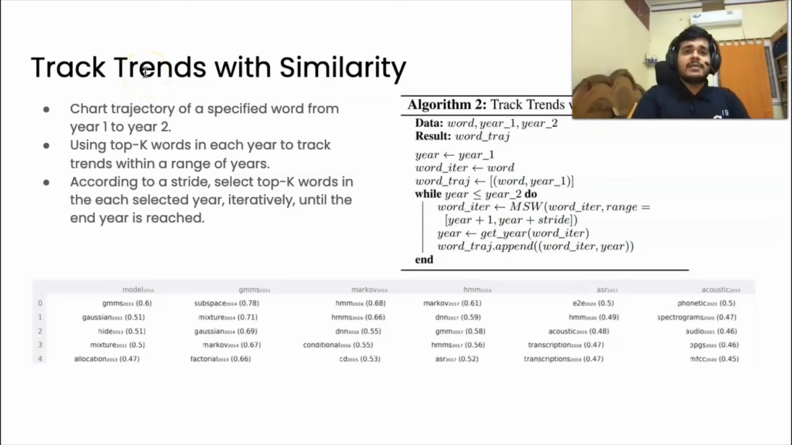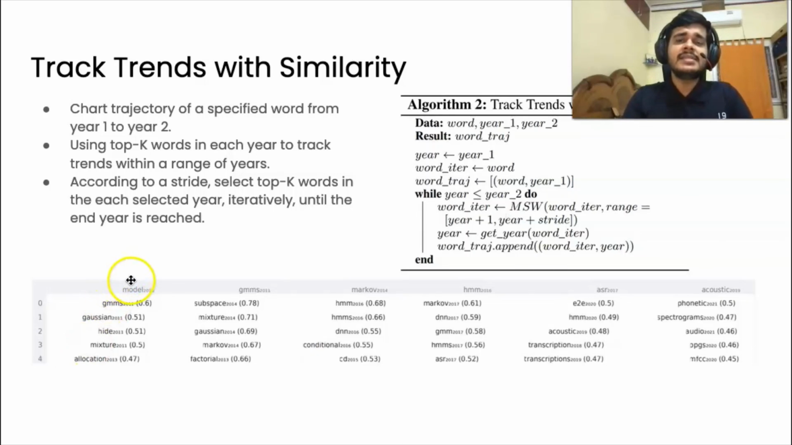Another method that we have is tracked trends with similarity, which can be used to see a trajectory of words across years. The algorithm describes the process as a pseudocode. Basically, we iteratively select top k similar words and repeatedly ask the user to choose from those words within a given stretch to plot a trajectory.